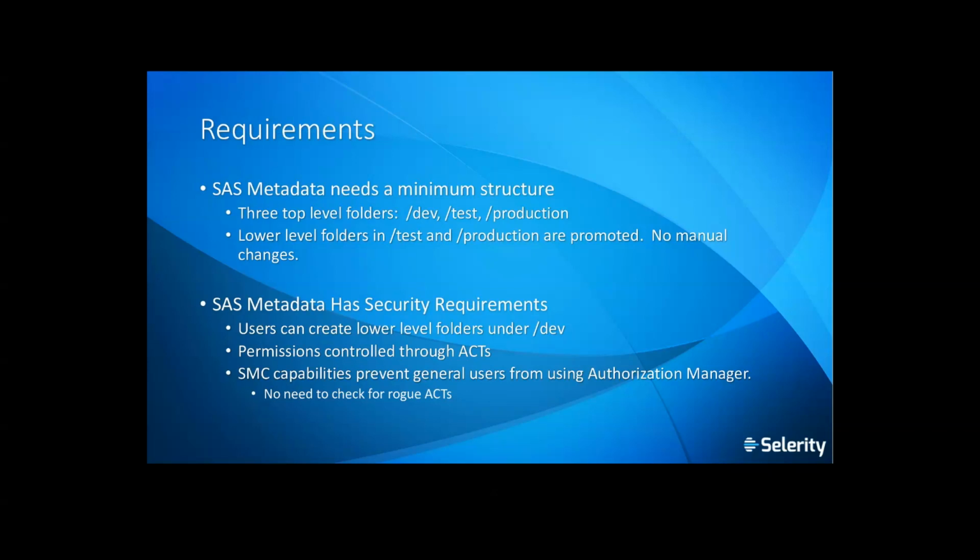So the first thing we look at is what the requirements of this are. The SAS metadata folder structure needs a minimum structural requirement: three top-level folders for development, test, and production. Lower level folders in test and production are promoted. Therefore, there are no manual changes made under test or production. All of that is controlled by automated processes.